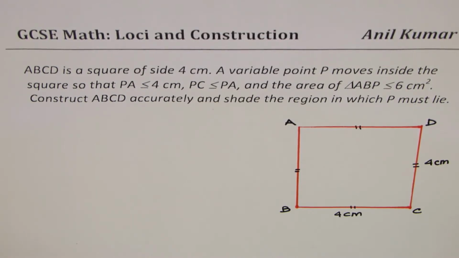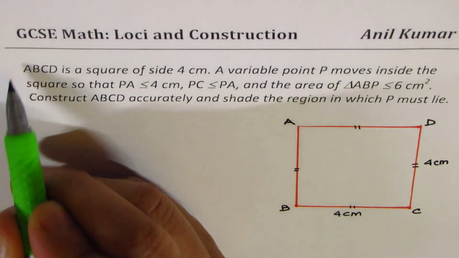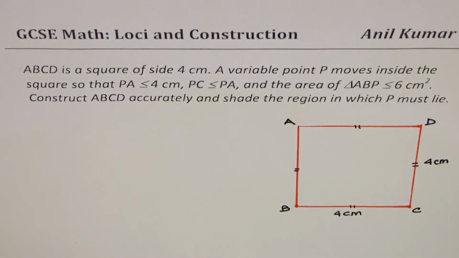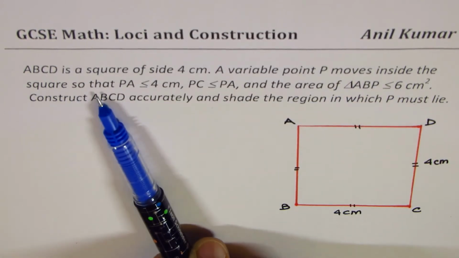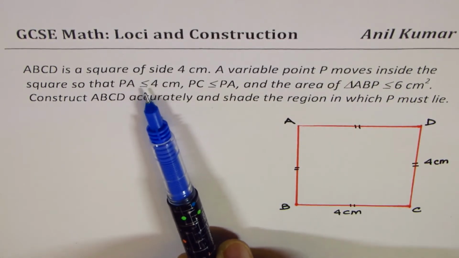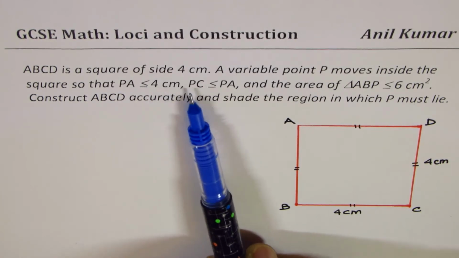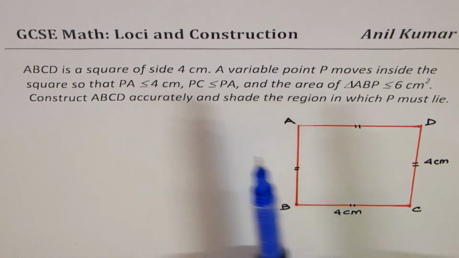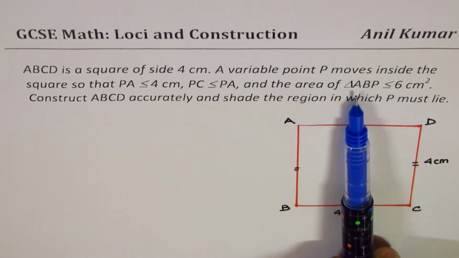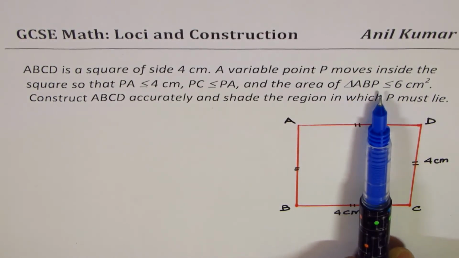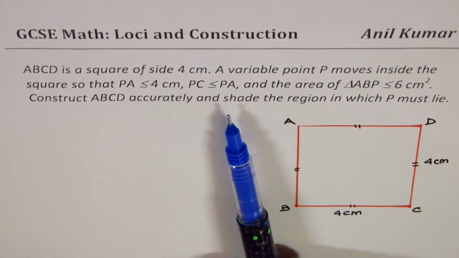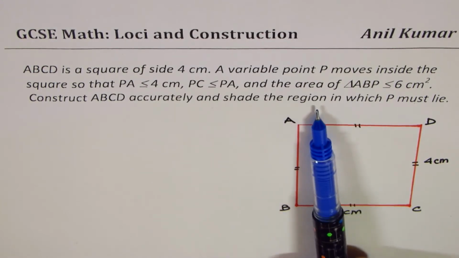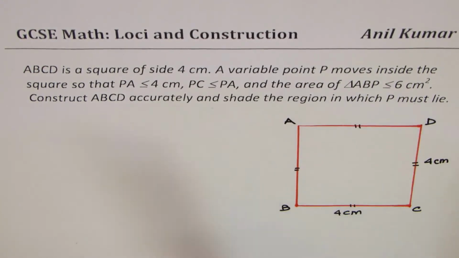Well, the question here is, ABCD is a square of side 4 centimeters. A variable point P moves inside the square so that PA is less than equal to 4 centimeters, PC is less than equals to PA, and the area of triangle ABP is less than equal to 6 centimeters square. Construct ABCD accurately and shade the region in which P must lie.